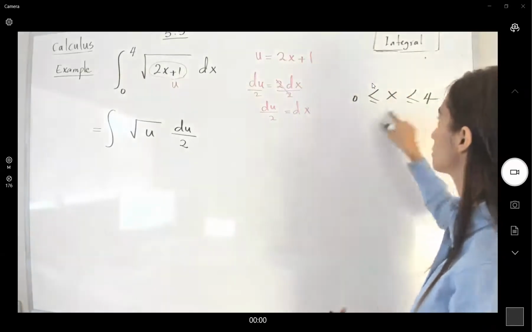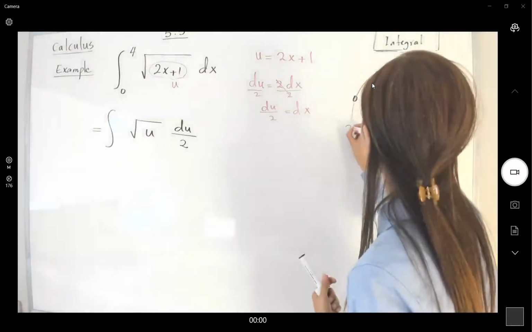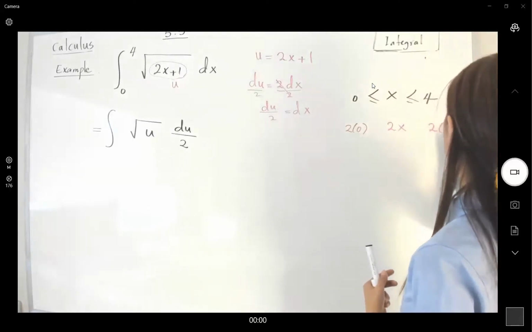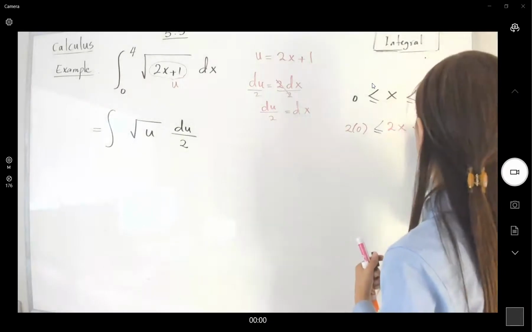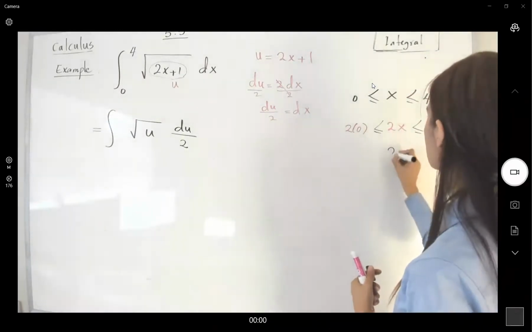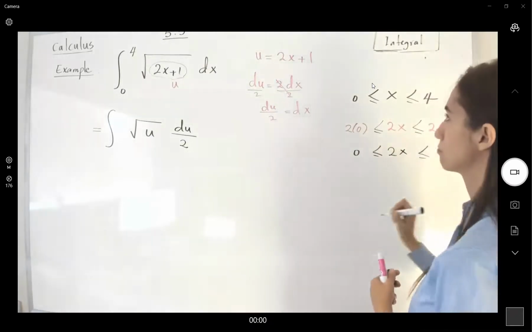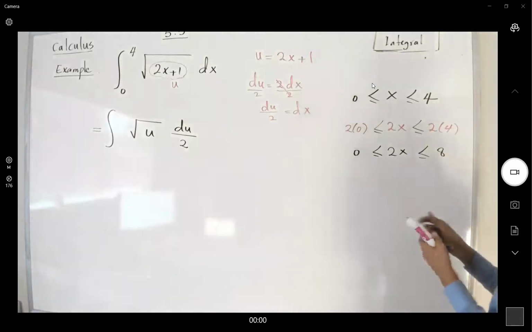So I'm going to multiply everything by 2. 2 times 0 is less than or equal to 2x, which is less than or equal to 2 times 4. So 2x is bounded between 0 and 8. But my u is 2x plus 1. So now I'm going to add 1 to everything.